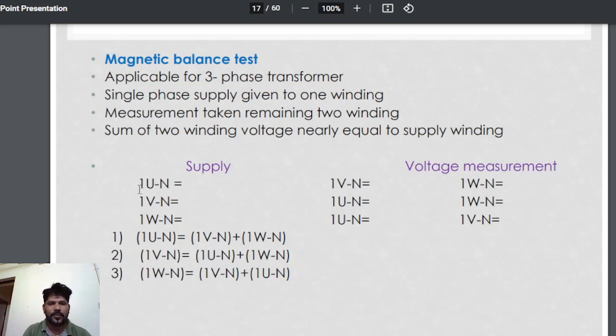Okay, so 1U and neutral, you are giving some supply, suppose 200 volts. So here 1V to neutral, 1W to neutral, it should be matched.